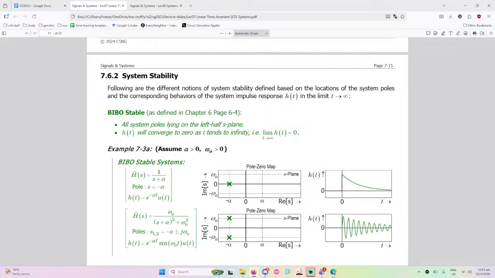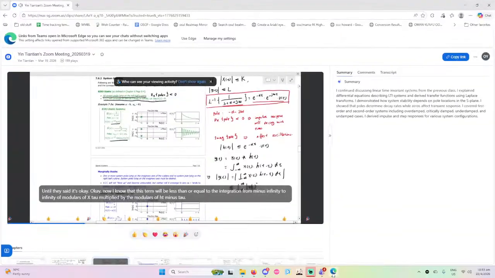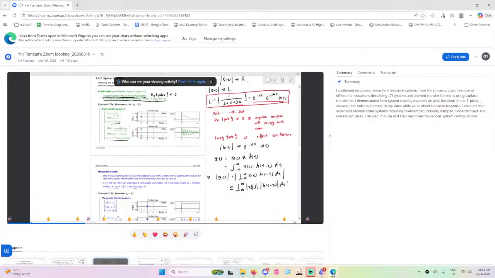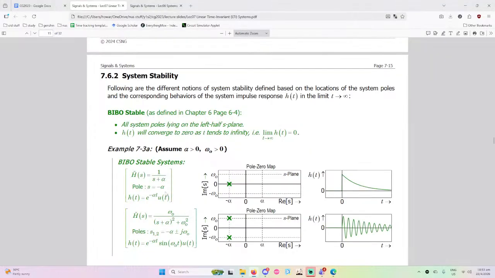Now I know that this term will be less than or equal to the integration from minus infinity to infinity of the modulus of x(tau) multiplied by the modulus of h(t minus tau) d tau. Is this step okay? Does it make sense?